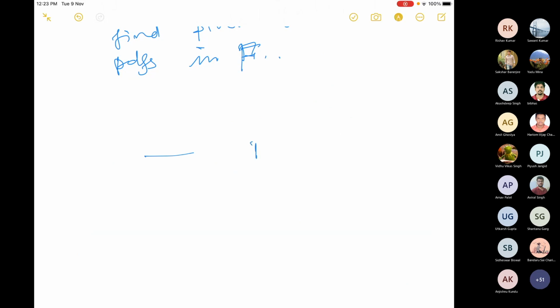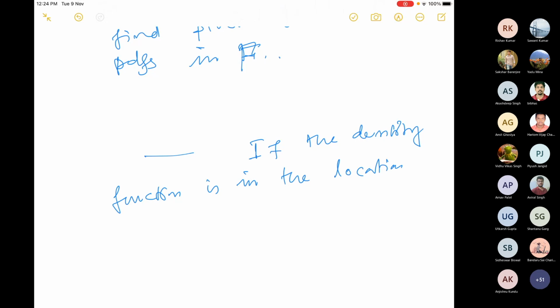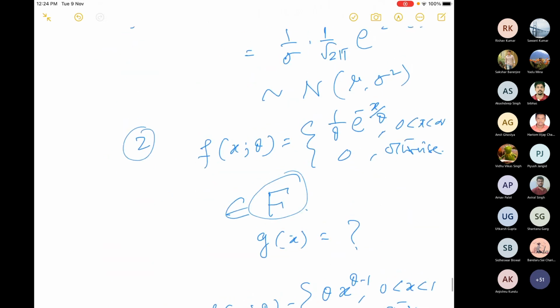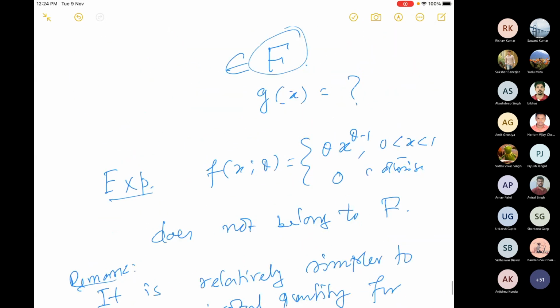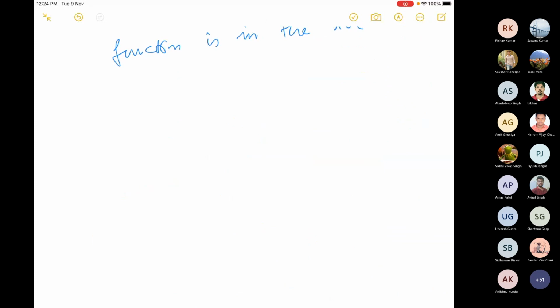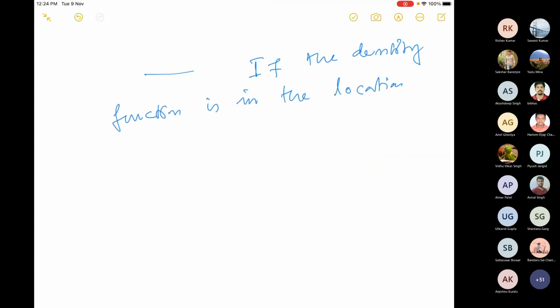If the density function is in the location family. What is the location family? That means now you have to put sigma equal to 1. So instead of two parameters, the PDF is of this particular form, but the sigma value is 1. So there is only one unknown parameter here, which is mu. Then the question would be, what is the estimator for mu? These terms I defined yesterday, so I'm not defining them again.